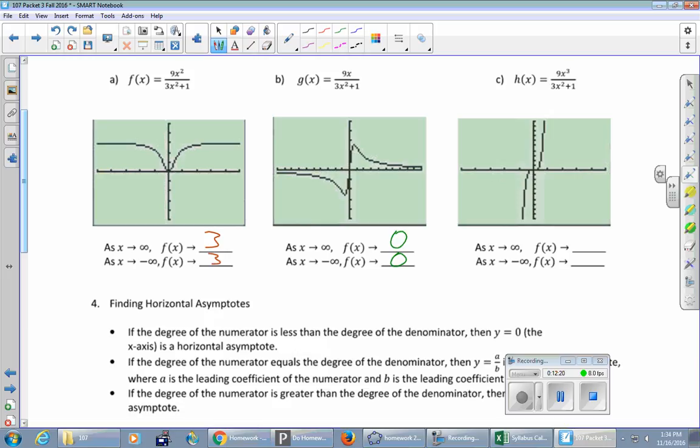That isn't the case in this last picture. As x goes to infinity to the far right, what happens to the y's? Infinity here. And then as x goes to minus infinity, it is negative infinity there.